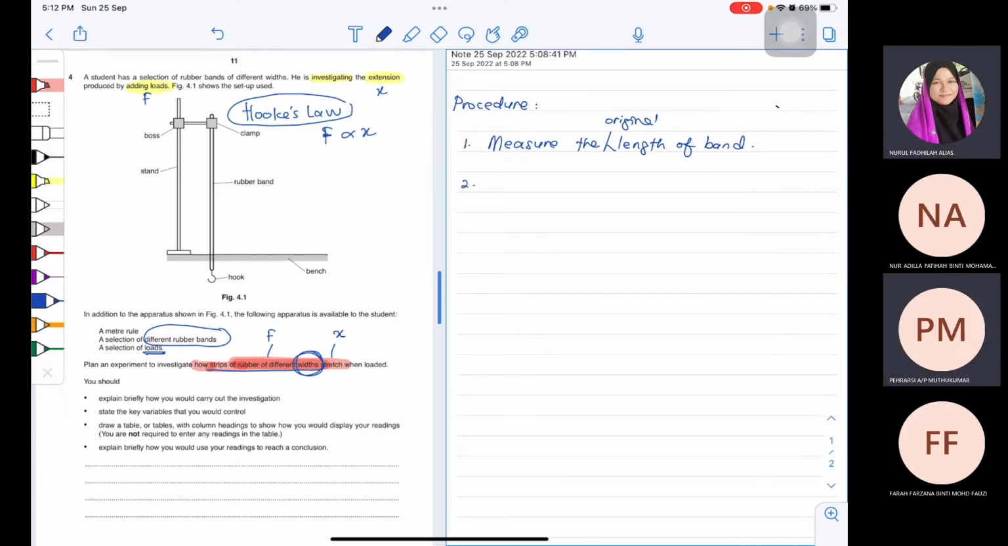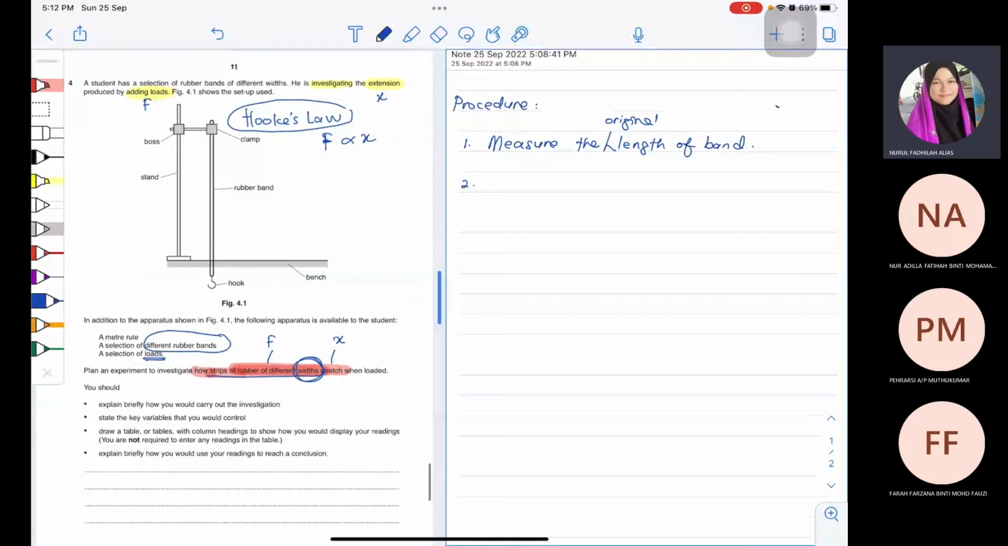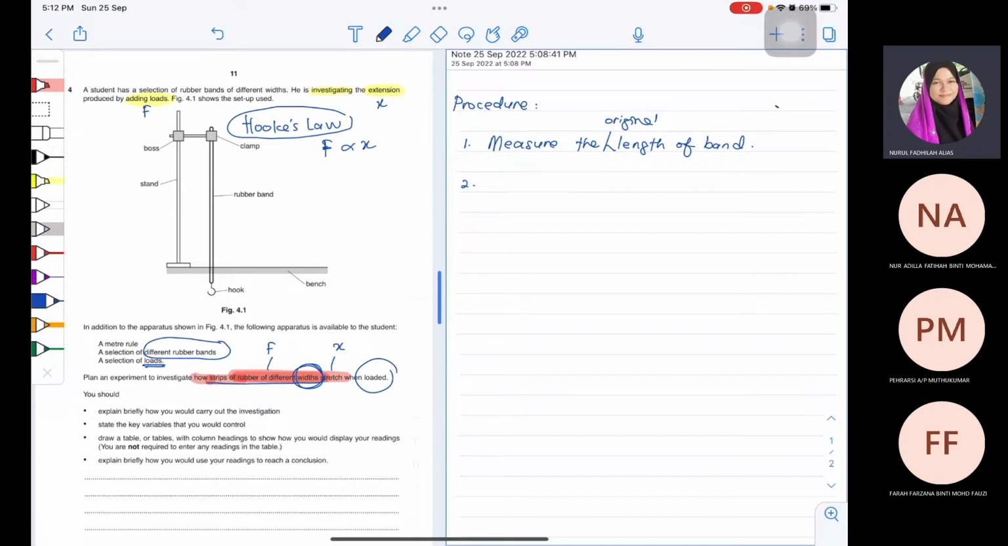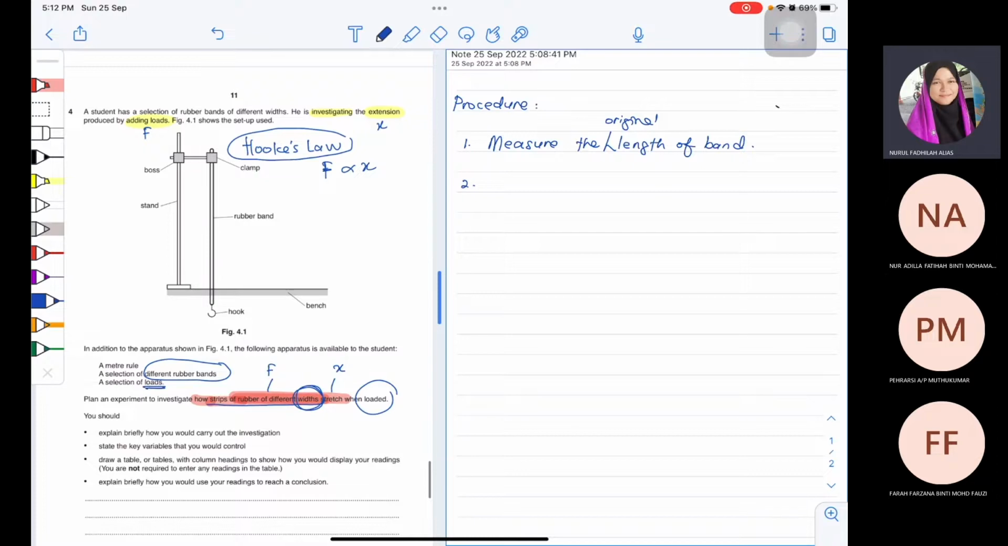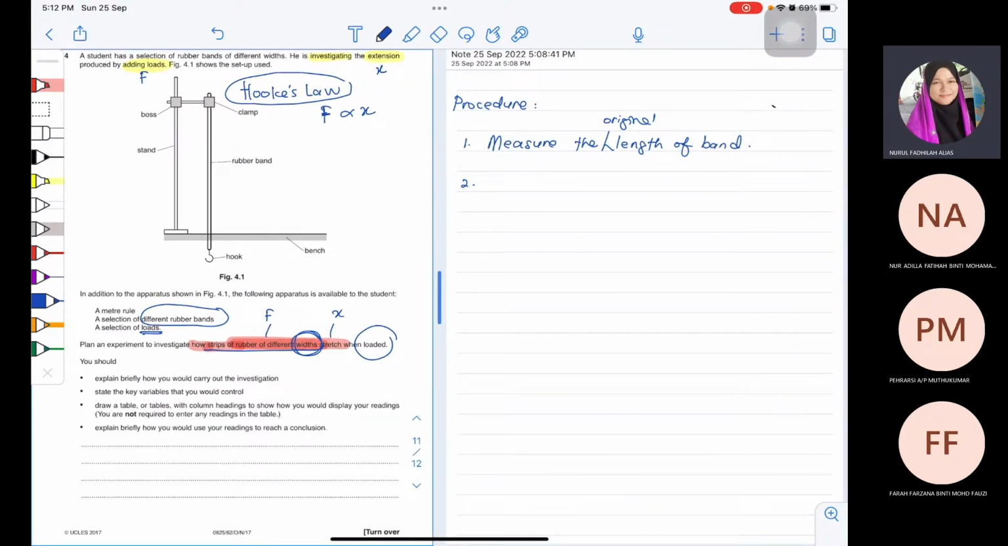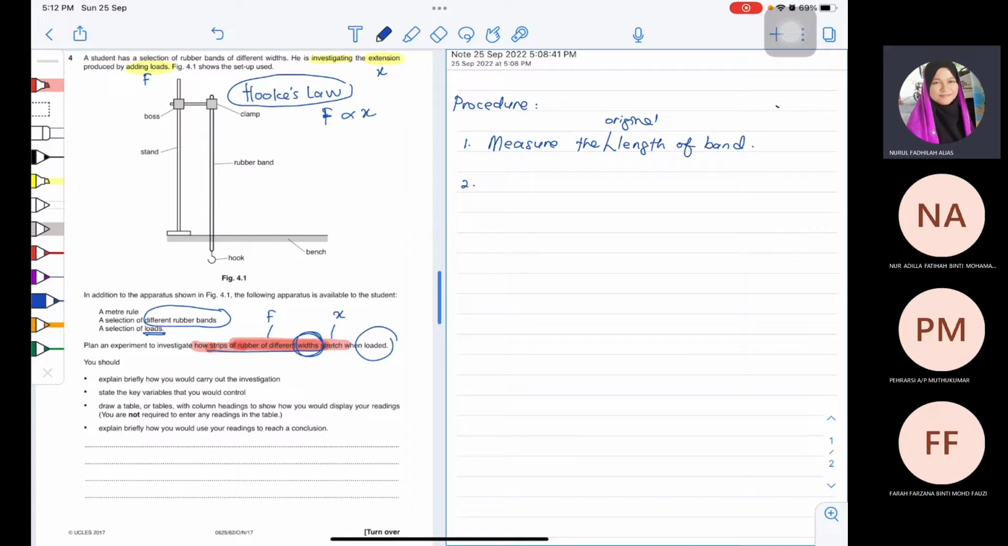Okay, the question asks about when loaded, so you have to mention that you put a load, because in the diagram there is not yet any load. So you have to mention it here. You say place a load, or hang a load. Very simple, just like that. Hang the load at the hook, you don't have to mention the hook, obviously we know it's the hook. Or you can mention it too, hang load at the hook. And then we want to look at its stretching.